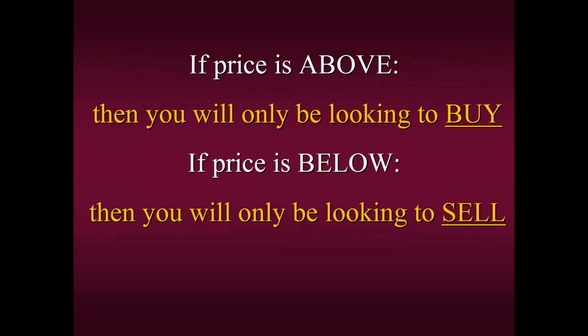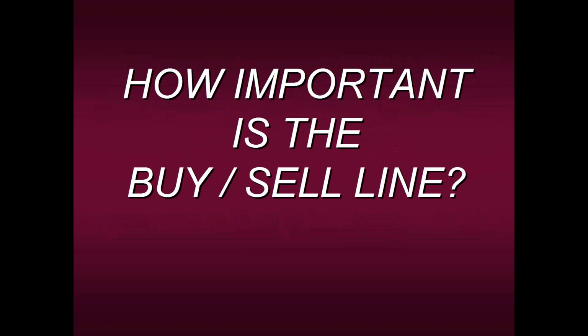If price is above the buy-sell line, then you're only going to be looking to buy. This doesn't mean you're going to buy at the market. It just means that the only signals you should be looking for are buy signals. Regardless of method, regardless of strategy, it makes no difference. And if price is below, the only signals you will be looking for are sell signals. It's that simple. But people fail to make this simple choice, and they usually do the opposite. They're usually buying below the 50-period simple moving average and selling above. Let me show you what I mean here. We'll show you how important the buy-sell line is.